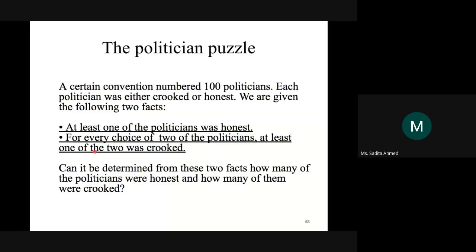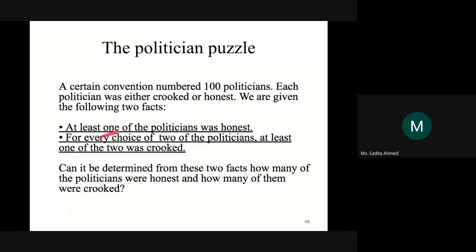But if you go at it the other way around, if you fix one of the politicians in the pair to be crooked, it is not necessarily going to be the case that the other one must be honest. Because in this pair, it says that at least one will be crooked. It can also be the case that both are crooked, right? So the other one might not be honest. So you can't actually go by that logic.